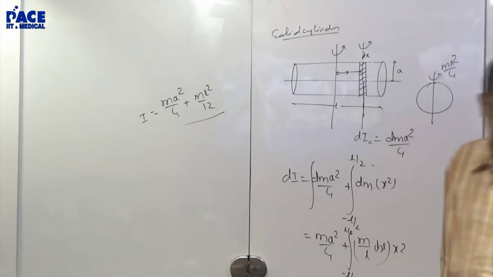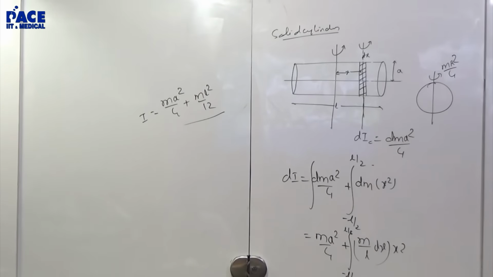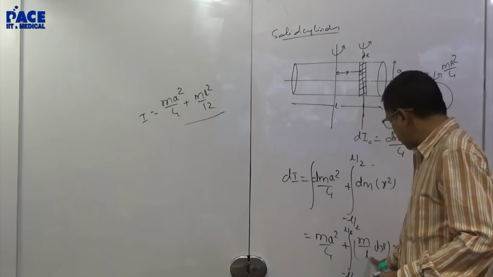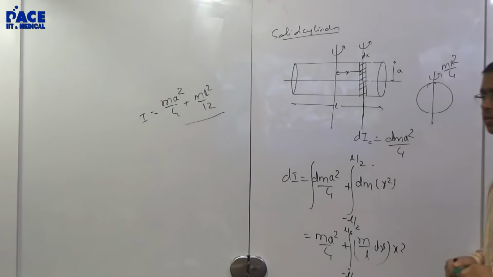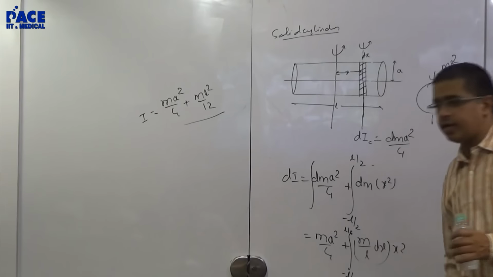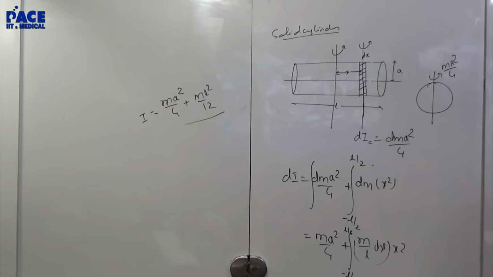Okay, thank you, sir. Sir, how did you take dm as M by L? It's a disk, no? Yes, M by L dx. To take volume, multiply the numerator and denominator by the area of cross section. It gets cancelled out. Disk means I should take mass per unit volume and the volume of the disk. For volume, I will have to multiply the denominator and numerator with the area of cross section.